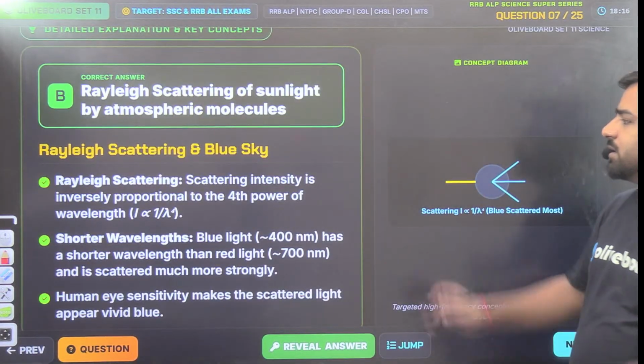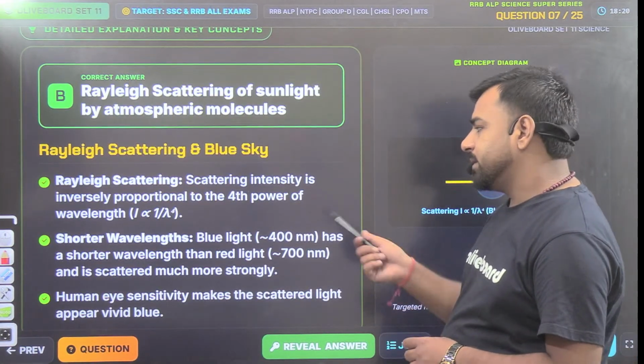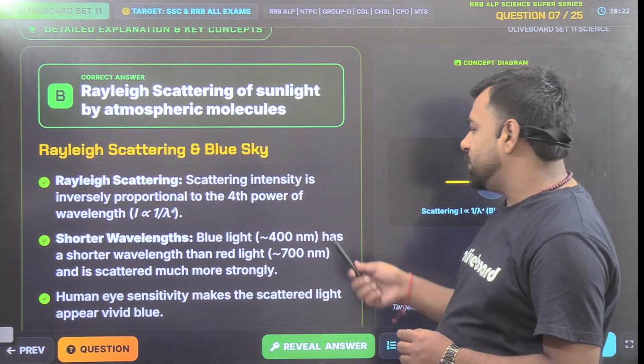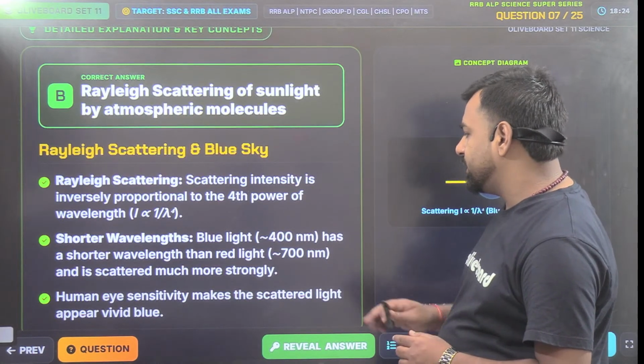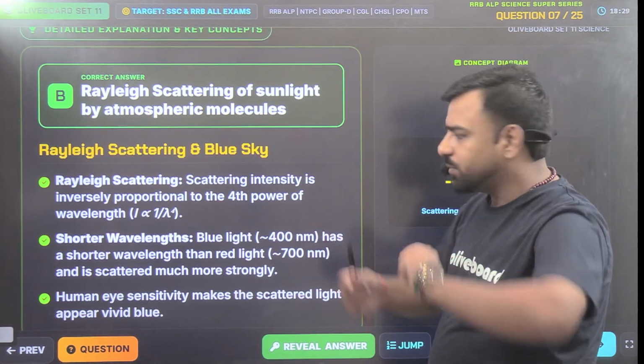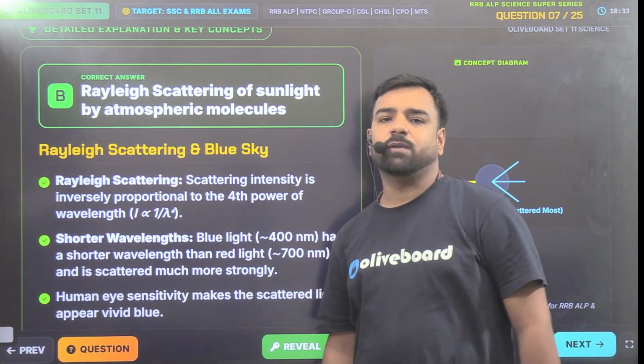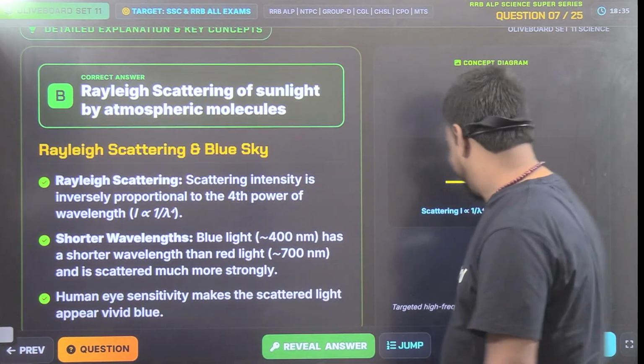The explanation is scattering intensity is inversely proportional to the fourth power of the wavelength. For shorter wavelengths, blue light has the shortest wavelength and the red light has the maximum wavelength. So the scattering concept is just reciprocal, and human eye sensitivity makes the scattered light appear vivid blue. That's the reason. Okay, sorted.